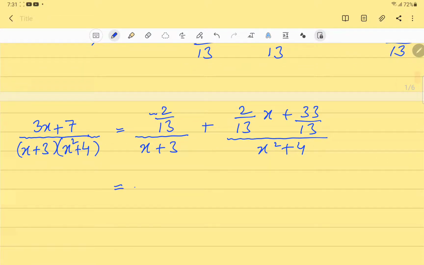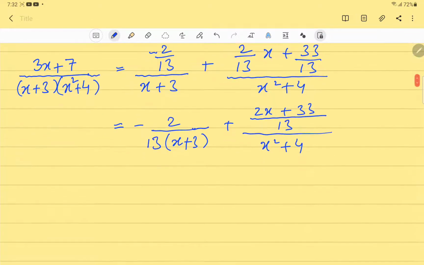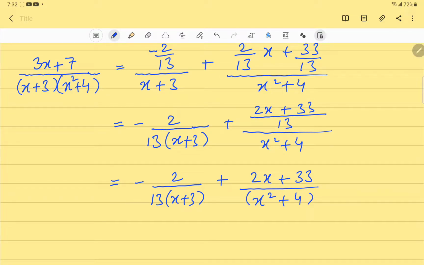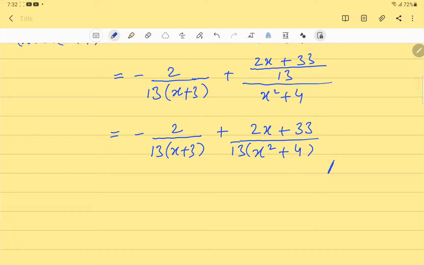So this we can further solve. So minus 2 over 13 into x plus 3, and here we will take the LCM of both the fractions, so it will be 2x plus 33 over x squared plus 4. So minus 2 over 13 into x plus 3 plus 2x plus 33 over x squared plus 4, and this will be multiplied with 13. And this is the answer of our question.